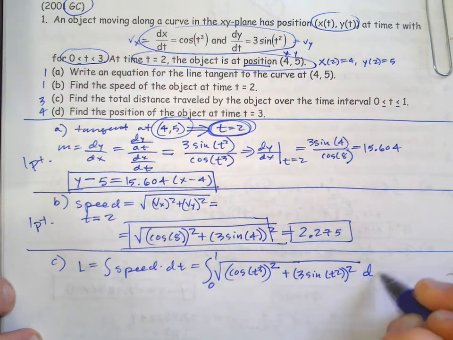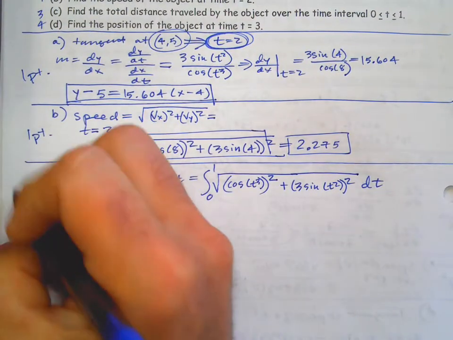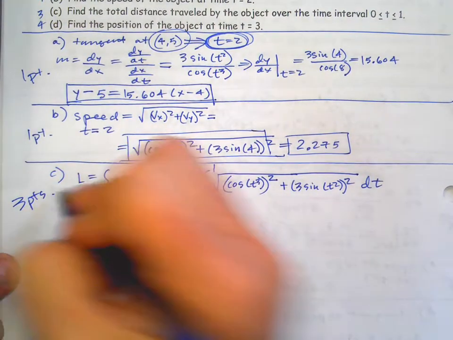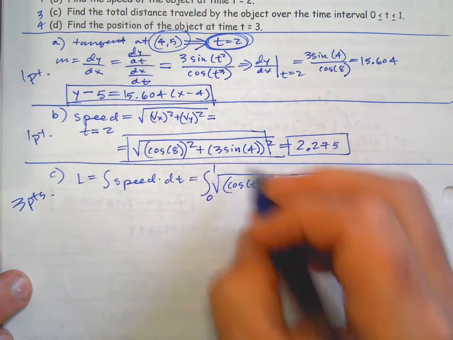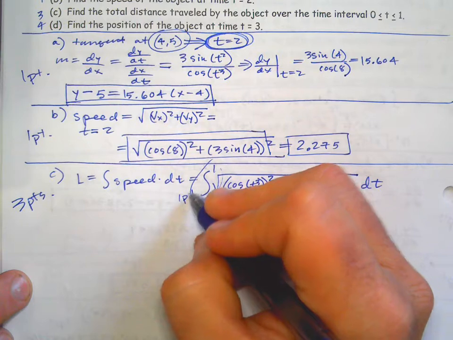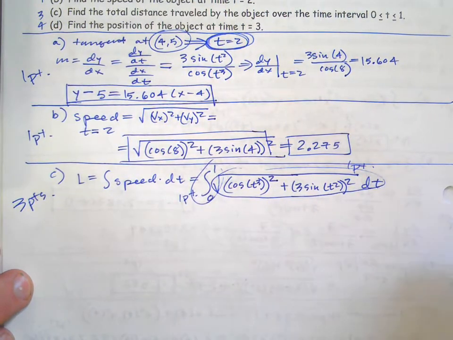You need to show your work. You've got to show the setup. This is a problem worth 3 points. The answer is only 1. Your limits are a point. The integrand is a point. You've got to put the dt.